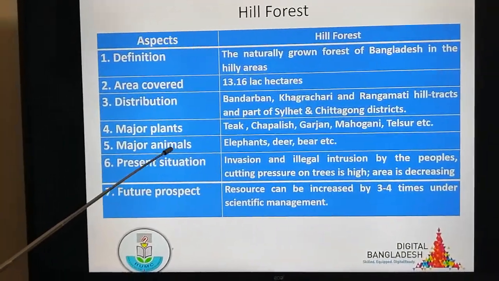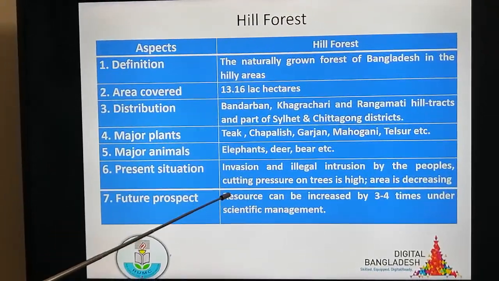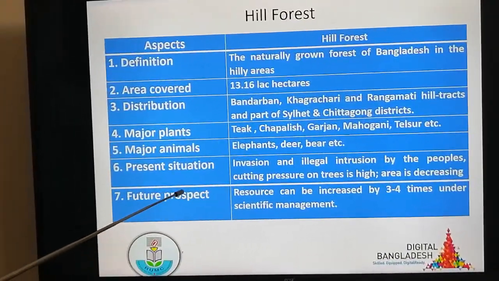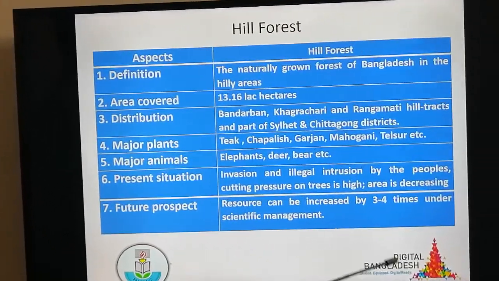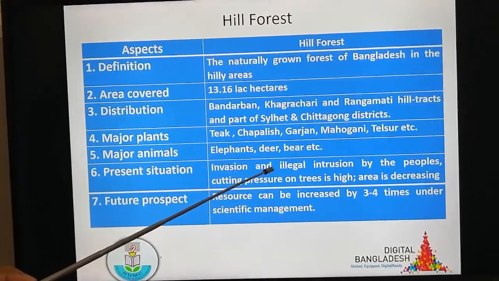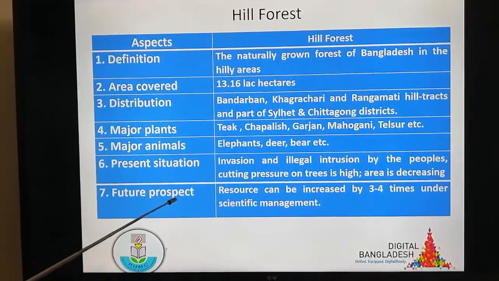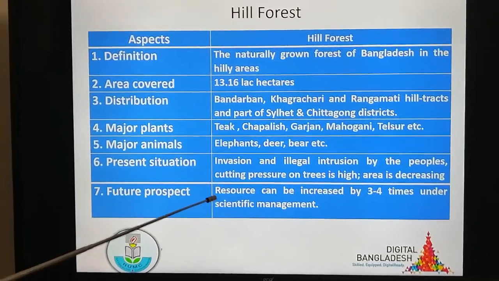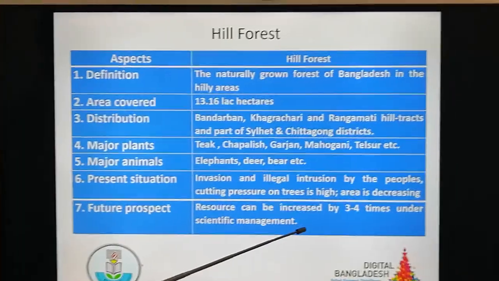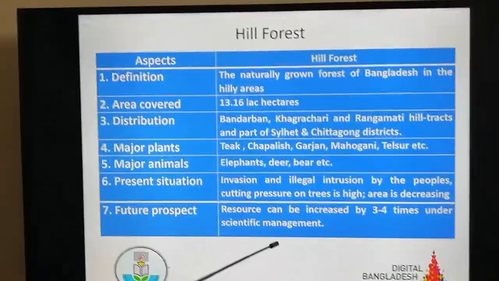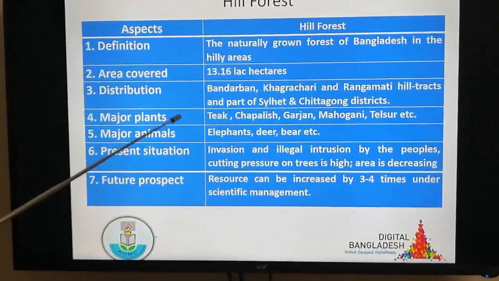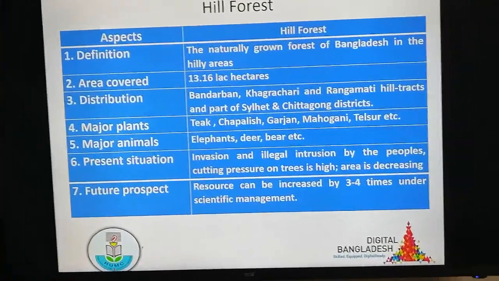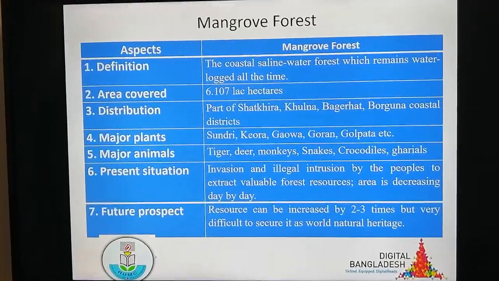What is the present situation of this forest? Invasion and illegal intrusion by the people is seen. Cutting pressure on trees is high and its area is decreasing. What is the future prospect of this forest? The resource of this forest can be increased by 3 to 4 times under scientific management. So have you got all the points on hill forest? Okay, now come to the next slide on mangrove forest.